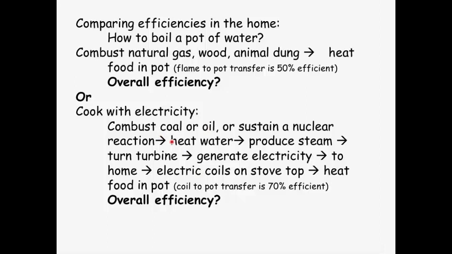And so these arrows indicating many, many different conversions probably suggests that the overall efficiency of this is not as good as the overall efficiency of that. How does that sound? Does anybody have anything?